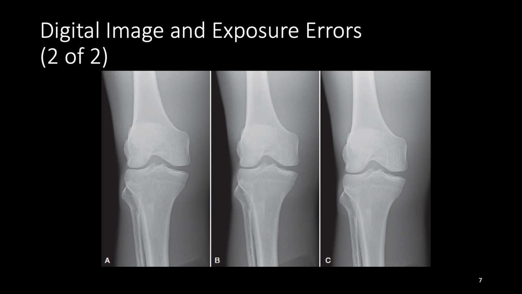In this figure, we're looking at exposure errors and image brightness. Exposure errors can be computer adjusted to maintain the image brightness. In A, the image is created with sufficient mAs. In B, the image is created with insufficient mAs and results in increased quantum noise. And in C, the image is created with excessive mAs and results in decreased quantum noise visible.